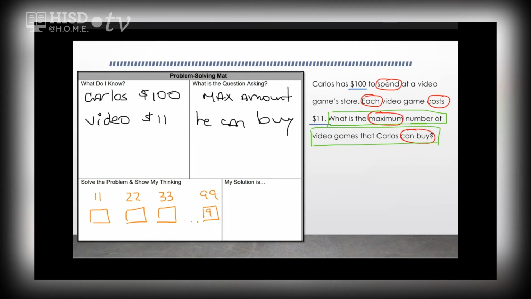So then I'm going to use my solution box in order to give a complete answer. So the max number of video games is 9. And that will be the way to use the problem solving math and the cube strategy in order to have an organized way to approach a specific problem.